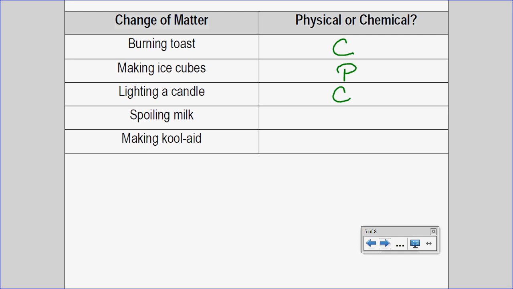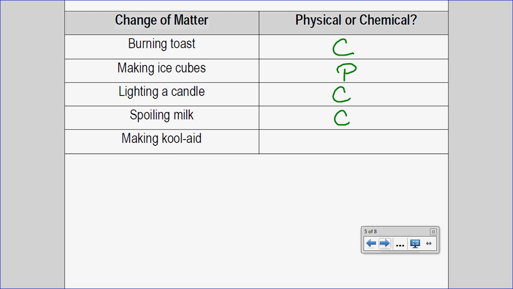Spoiling milk, that's that aroma. If you give that milk a good whiff, stinky spoiled milk, that tells you that a chemical change has occurred. It is no longer milk like you bought at the store. It is something else and new.